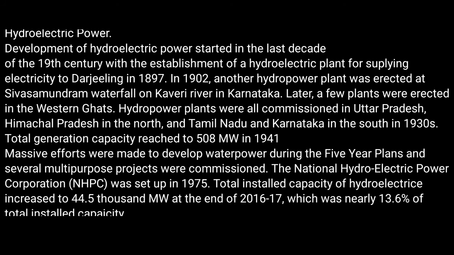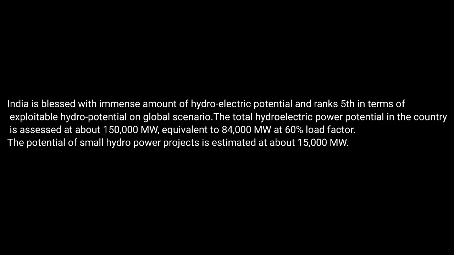Massive efforts were also made to develop water power plants in the five-year plan periods. NHPC was also developed in 1975. So the total installed capacity of hydroelectricity reached 44,000 megawatt at the end of the year 2016-17, which is nearly 13.6% of the total installed capacity. India is blessed with an immense amount of hydroelectric potential, and it ranks 5th in terms of exploitable hydro potential in the global scenario.